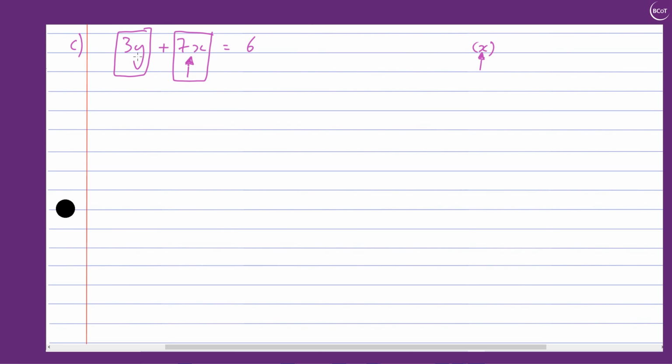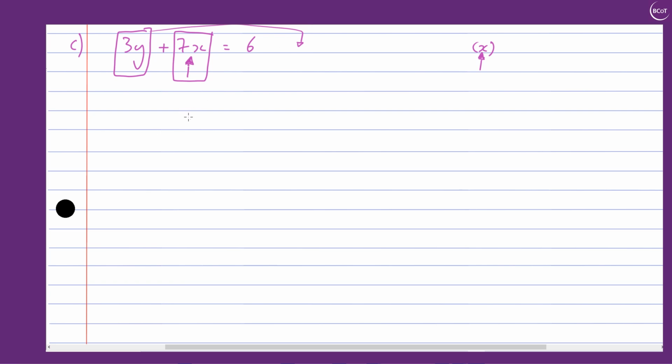And when we move it to the other side, we change the sign of it, because that will give us just the 7x on its own, which is part of the way to getting x on its own. So what we're going to do, take the 3y, change it from the left hand side over to the right hand side, and change its sign.